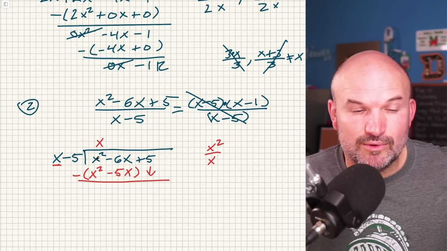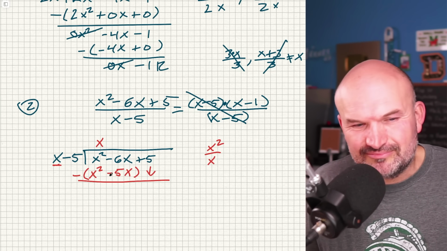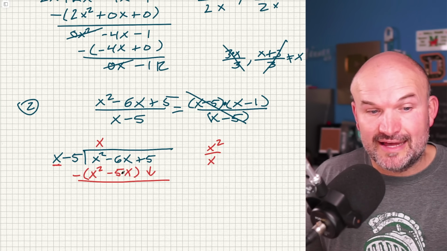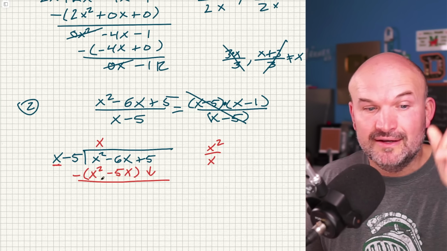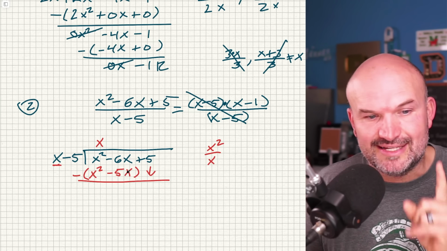So we're going to subtract our rows. x squared minus x squared is 0x squared, but we don't need to write it, right? Just leave it off. Negative 6x minus a negative 5. Again, that's a double negative, so that's why it's positive. If you don't put this negative here in parentheses, you're going to get this wrong. And that's the most common mistake students make.